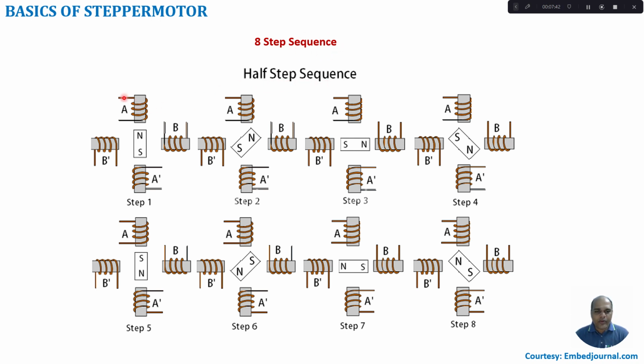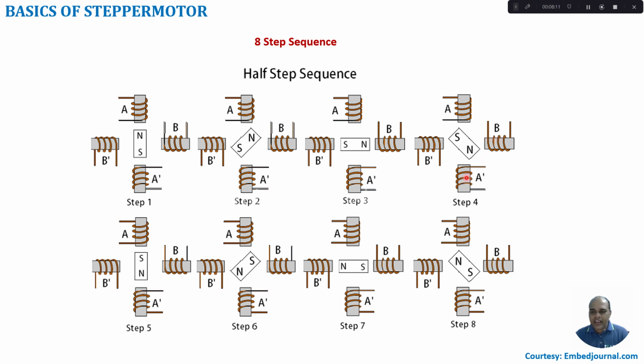So here what we do, first we excite coil A alone. Thereby the rotor gets aligned to that magnetic field. Next, coils A and B together get excited, so we get a resultant magnetic field. Now the rotor moves 45 degrees along the clockwise direction. Next, coil B alone is excited. So the rotor again moves 45 degrees and gets aligned with the B magnetic field.